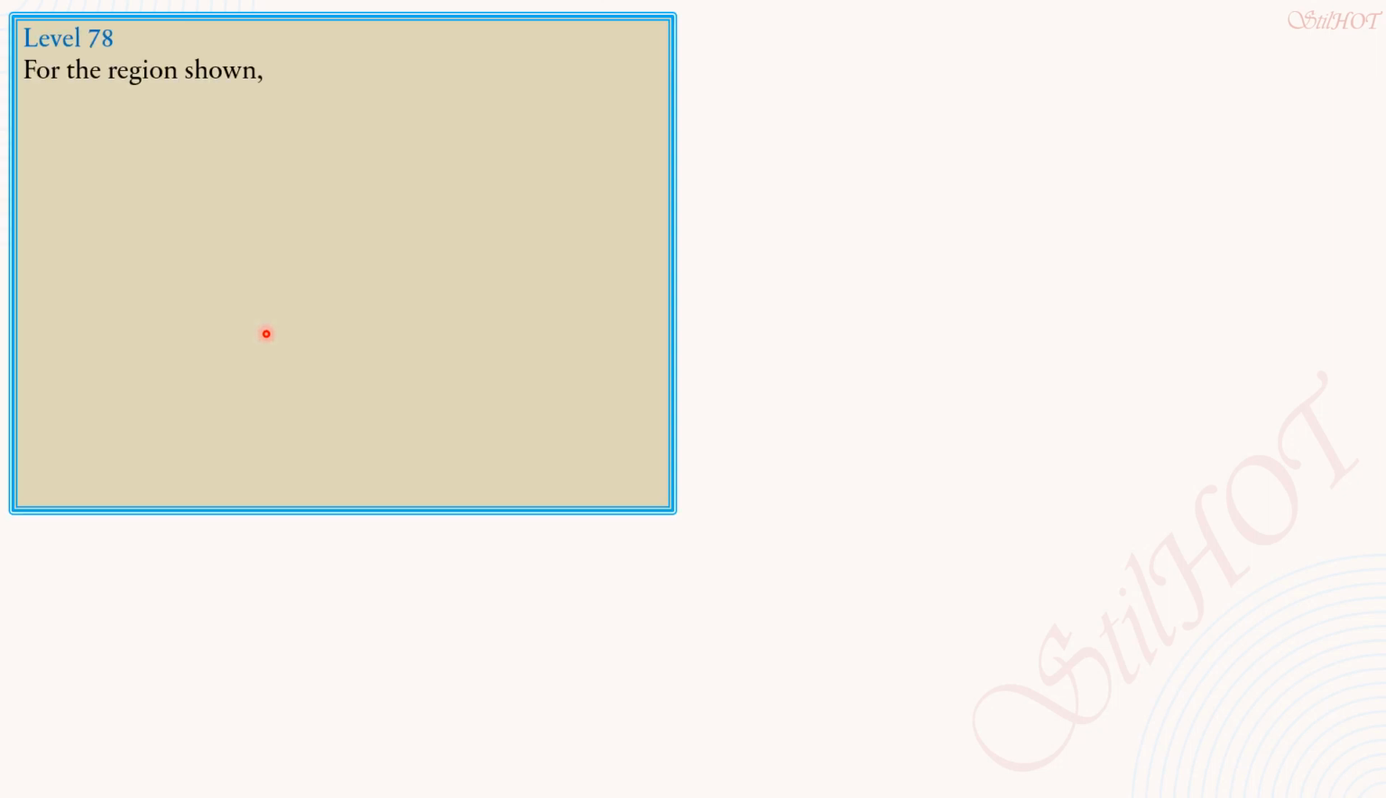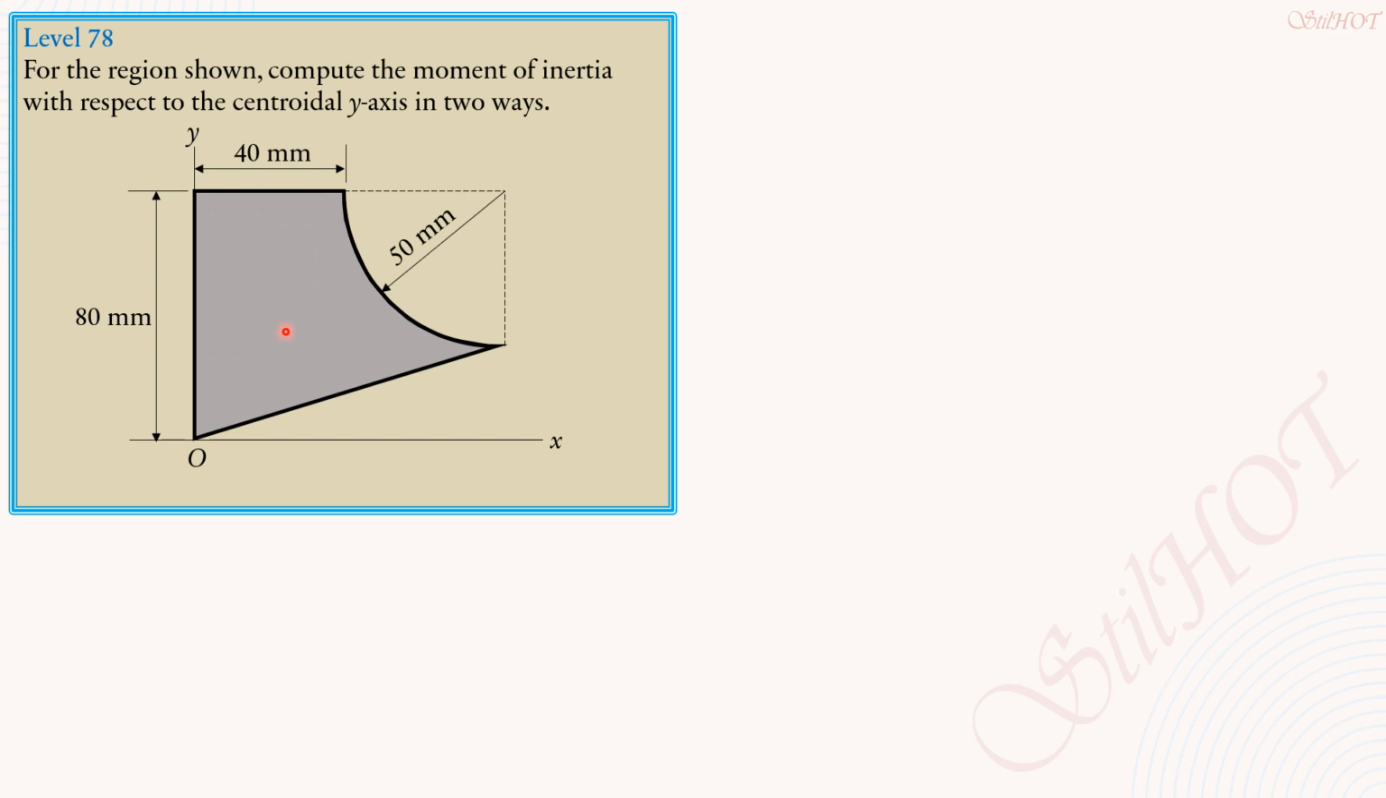Level 78. For the region shown, compute the moment of inertia with respect to the centroidal y-axis in two ways. So let's solve this in two ways. The first way is by direct transferring of the moment of inertia of each element to the centroidal axis. And the second way is computing the moment of inertia of the region with respect to the y-axis and applying Iy equals Igy plus area times x bar, or xg, squared.